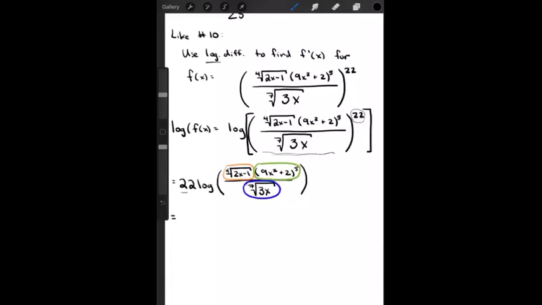So since this 22 was in front of the log of the whole thing, that means the 22 needs to be in front of each of these pieces. So we can either write 22 in front of each of those pieces, or put everything we have here in parentheses, brackets.